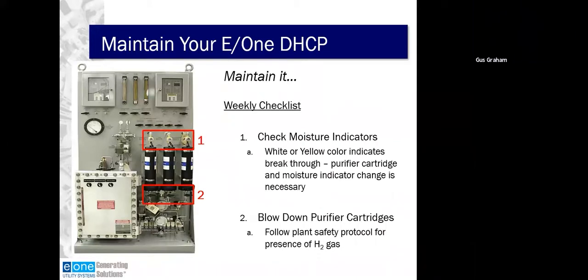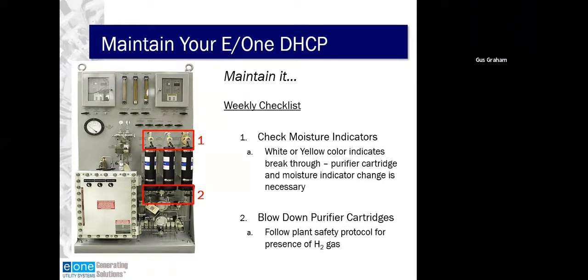In addition to your daily checks, a couple things to add on your weekly checklist, and that's to check your moisture indicators. The moisture indicators are the spherical brass elements located above the purifier cartridges. When they are clean and brand new, they're a blue color. When they are white or yellow, that's an indication that there's been breakthrough in your purifier cartridge.